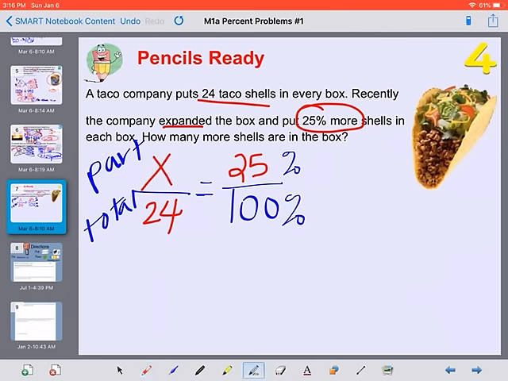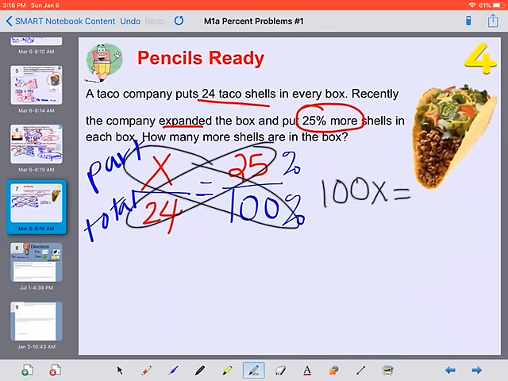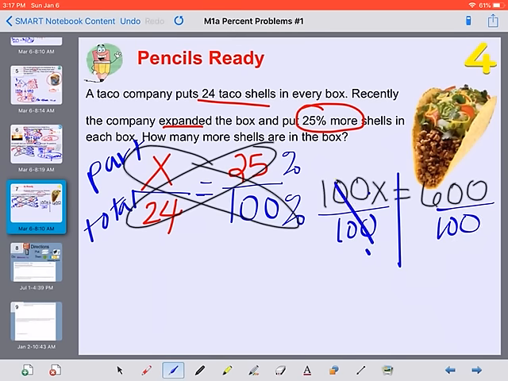So we're going to cross multiply. 100 times x is 100x. 24 times 25 gives me a nice 600. And then the opposite of multiplying by 100 is dividing by 100. And 600 divided by 100 is 6. So 25% is 6 shells. So they're putting in 6 more shells in each box because they made the boxes bigger. 25% bigger, they can put in 6 more shells.